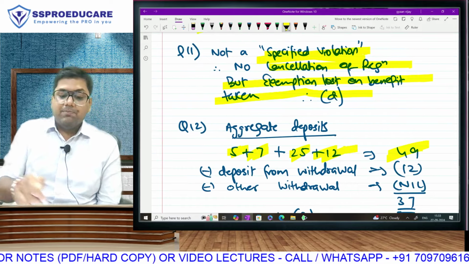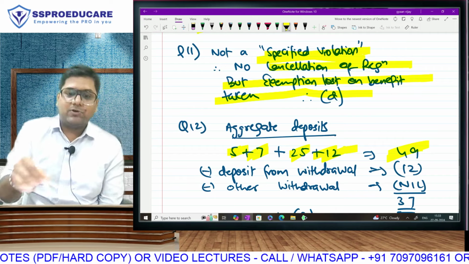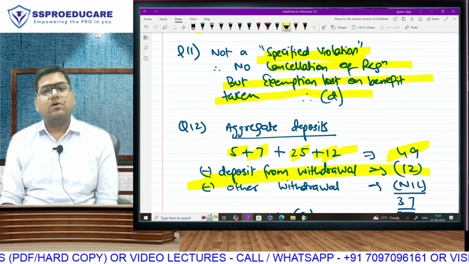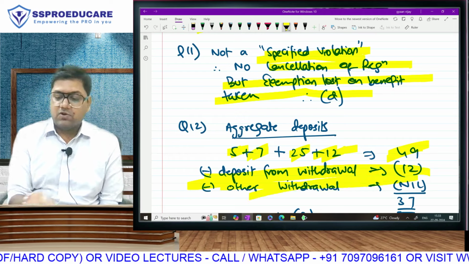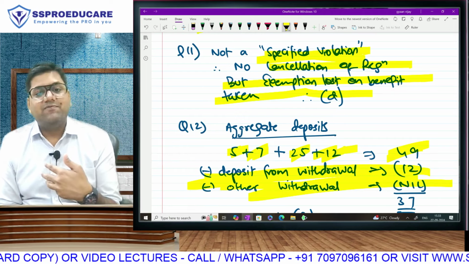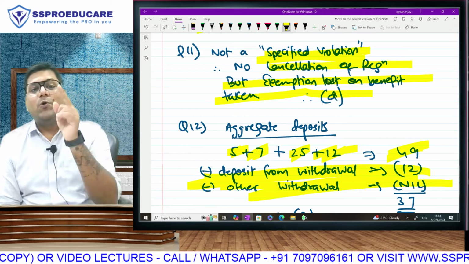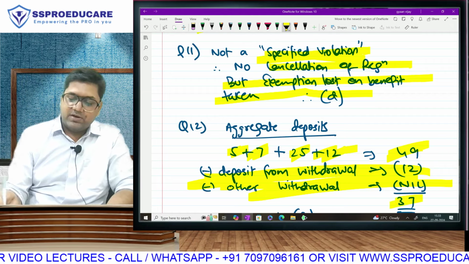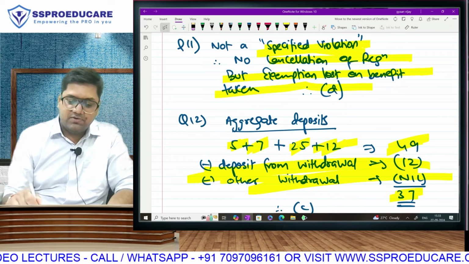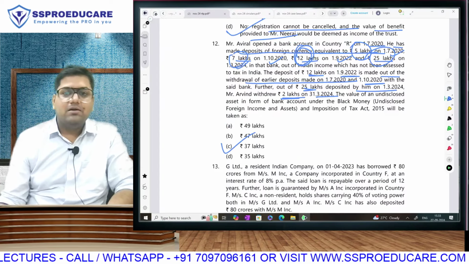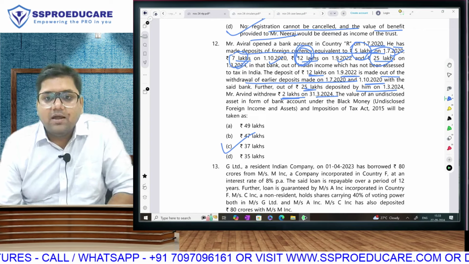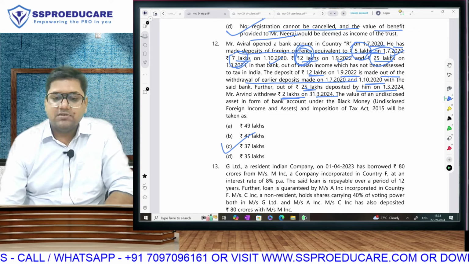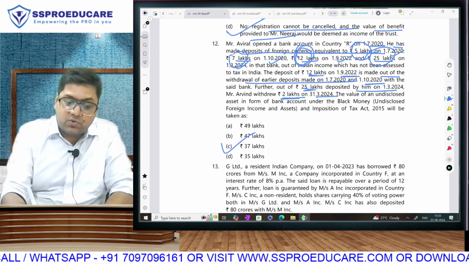This is the total. But this deposit which you have withdrawn and deposited, any deposit made from withdrawal will be adjusted, but other withdrawals will not be adjusted. Like that, we will not allow you to subtract all your withdrawals. Only those withdrawals which have already been considered in the deposit. So 49 minus 12, 37 is going to be the amount that is going to be taxable as per the Black Money Act. Total of all the deposits, aggregate. So we will ignore this 2 lakh altogether.